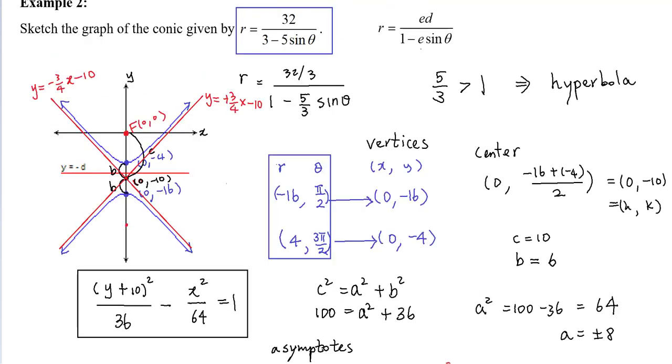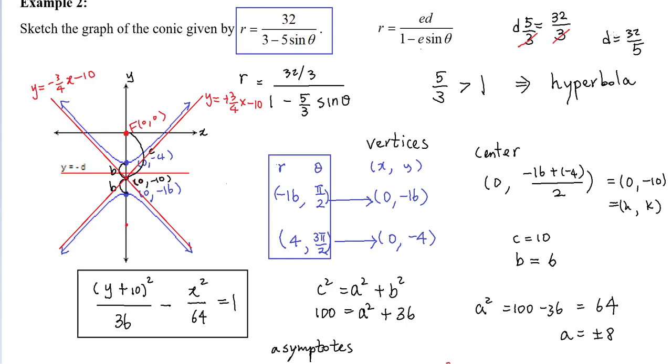I forgot one thing, the directrix. So this number: dE equals 32 divided by 3, the numerator, 32 divided by 3. And we know that E is 5/3, so I substitute 5/3. And so I can cancel by multiplying by 3 on both sides. And then I know that D is equal to 32 divided by 5.